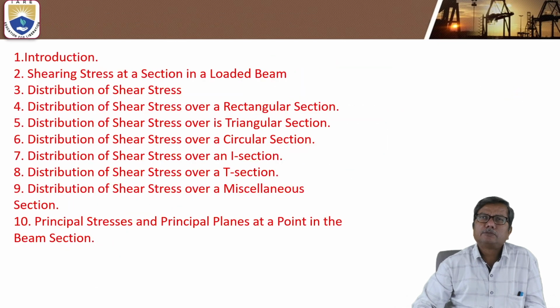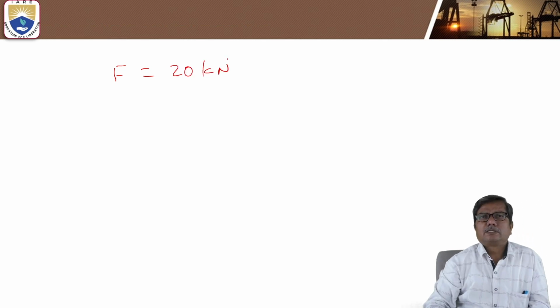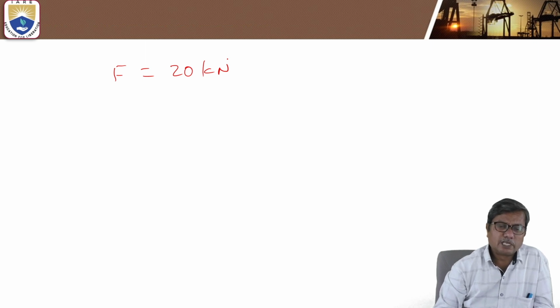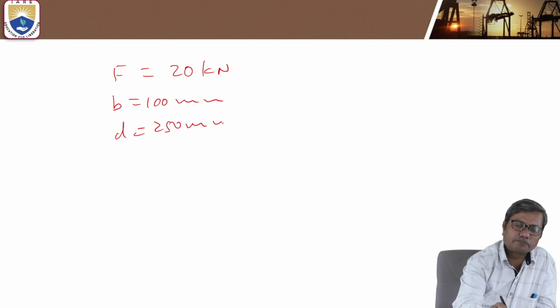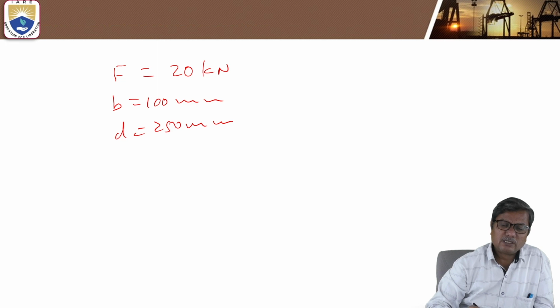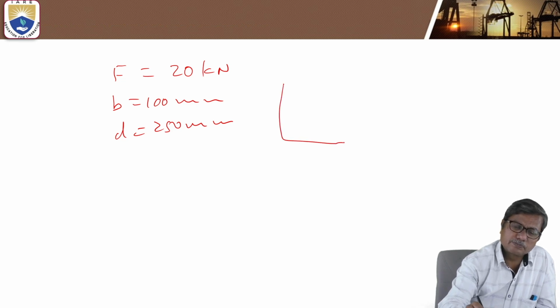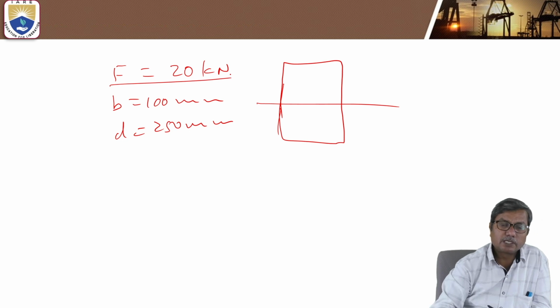Let us consider some numerical values. Let the shear force at the section be 20 kilonewtons. In a rectangular beam, the maximum shear force is 20 kilonewtons, width is 100 mm, and depth is 250 mm. In this case, find the distribution of stresses across the section. So the maximum shear force is 20 kilonewtons.